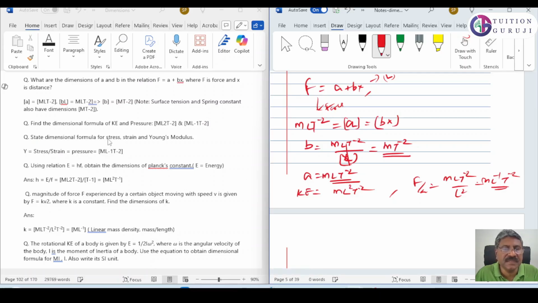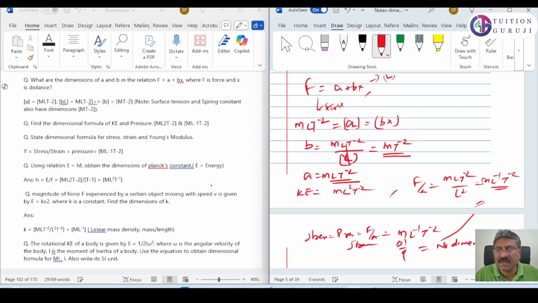Okay. State the dimensional formula for stress, strain, and Young's modulus. So stress is equal to pressure itself, which is force by area, equal to M L⁻¹ T⁻². This we have found out here. Now strain is actually delta L by L, so it is a ratio of two lengths. So it has no dimensions.